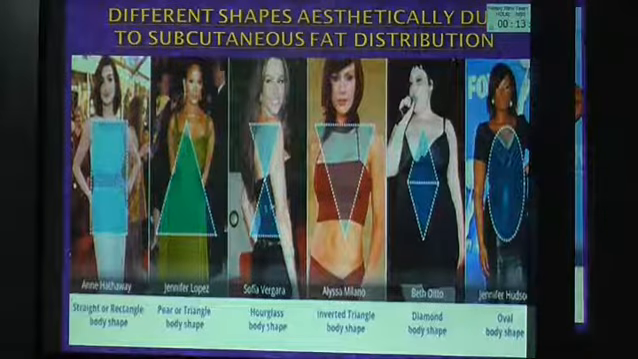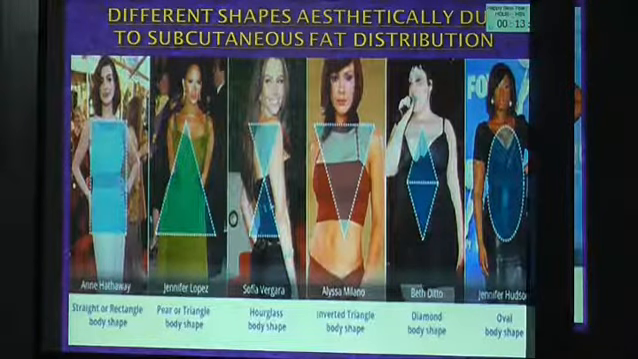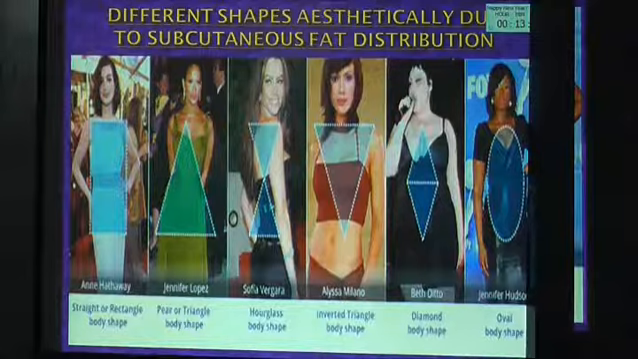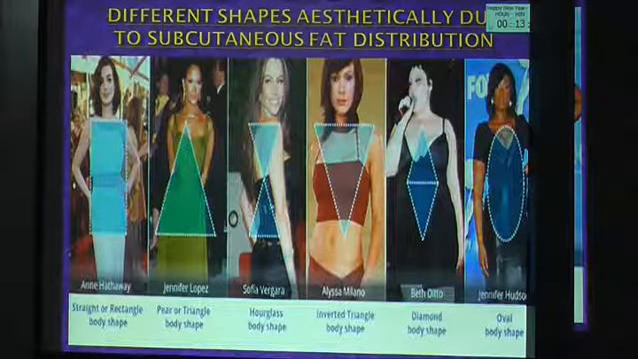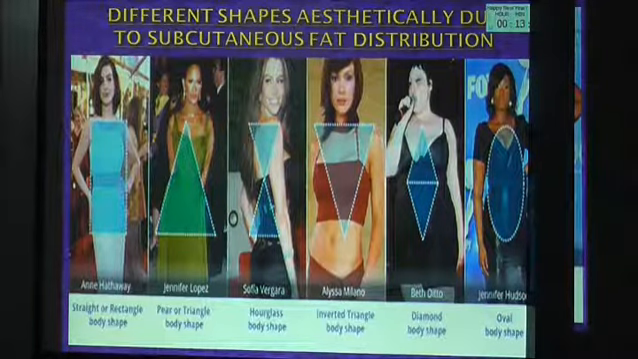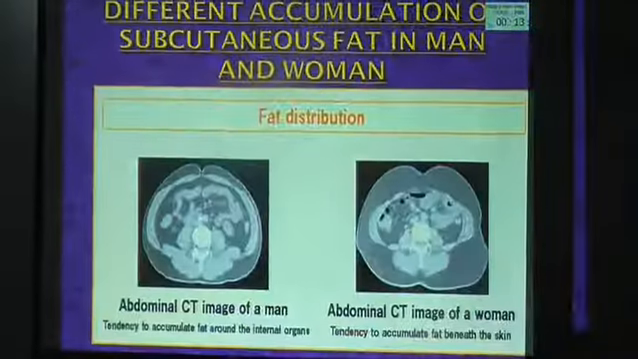Okay. So these are different celebrities. They all are the same weight. Okay, there is no weight loss needed in them. But see the different shapes. So one is straight or rectangle, one is a pear shape, one is an hourglass, one is an inverted triangle. So all these different shapes are there.